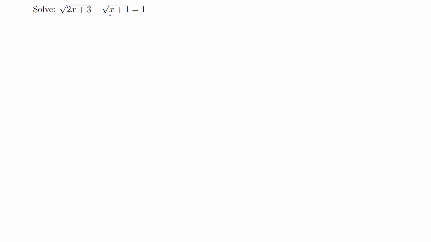So what we need to do is get a radical by itself. The same steps are going to apply. We can solve for either one of these two radicals. It doesn't matter which one. And because this is minus here, I'm thinking go ahead and just add the square root of x plus 1 to both sides.